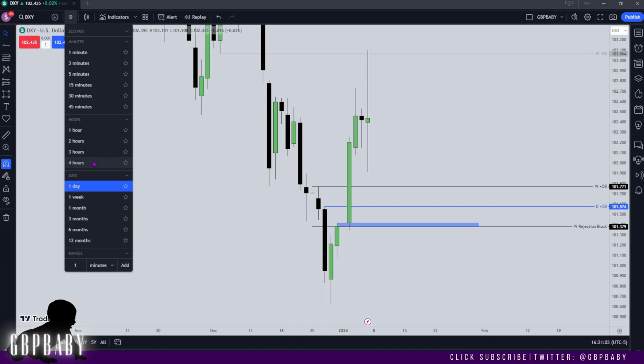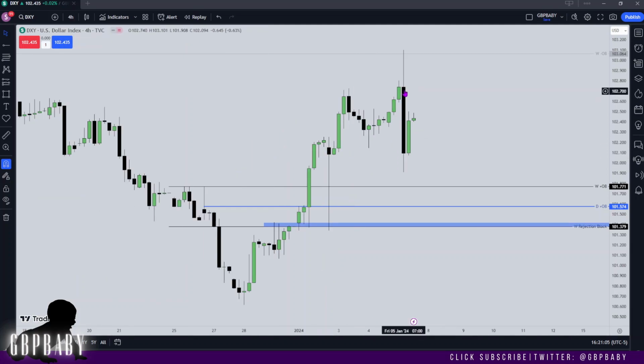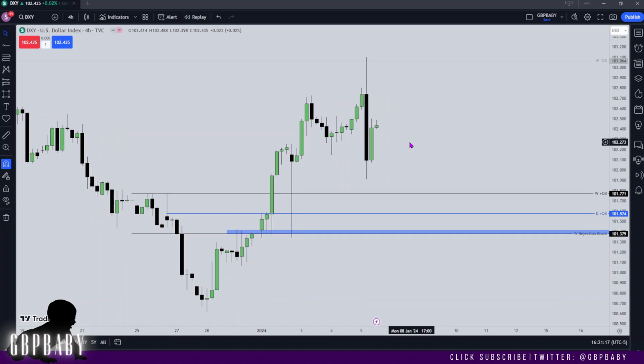Let's drop down to the 4 hour now, and you'll see again we have non-farm payroll trading up into that weekly bearish order block before aggressively trading lower and closing below this swing low. It's the close below this swing low which is significant to me and shows bearishness. And then again we have that daily bullish order block for us to hopefully start to trade our way into, and that weekly rejection block.